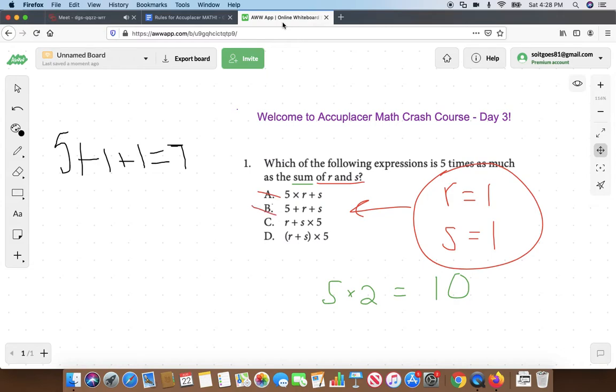And what about answer choice C? Let me clear some room on the screen, and then plug them into answer choice C.